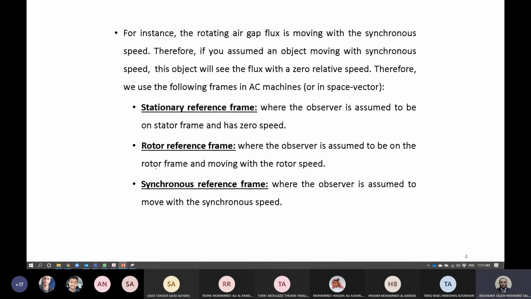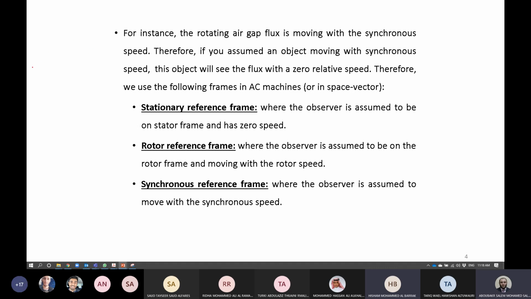Yes. Right. If it is not clear for anybody, I can give an example or maybe visualize this example. Is it clear? Yeah, I think it's clear because the flux speed will be the same as synchronous speed, so the relative speed will be zero.